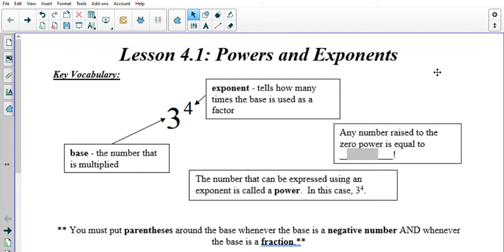Today's video is on the lesson 4.1 guided notes on powers and exponents. This is something we've already talked about this year, so this should be a really quick and easy lesson for us to get through. So let's get right to it, and let's start with some key vocabulary.